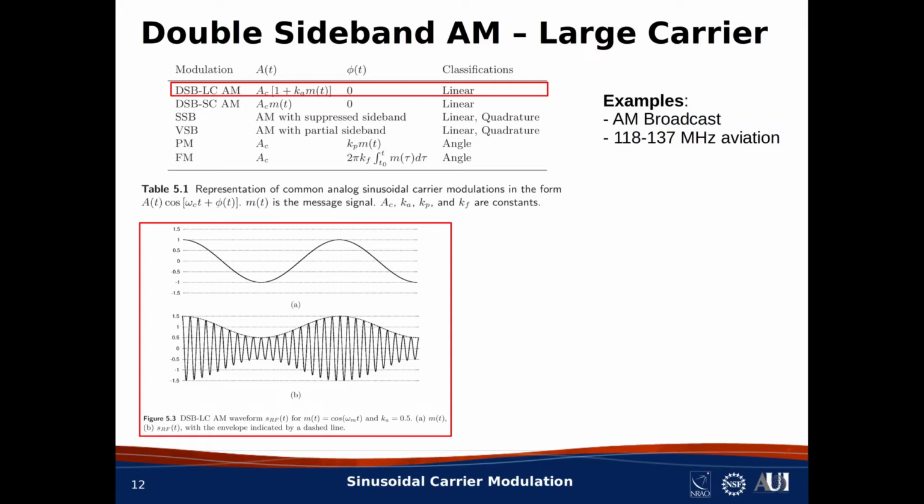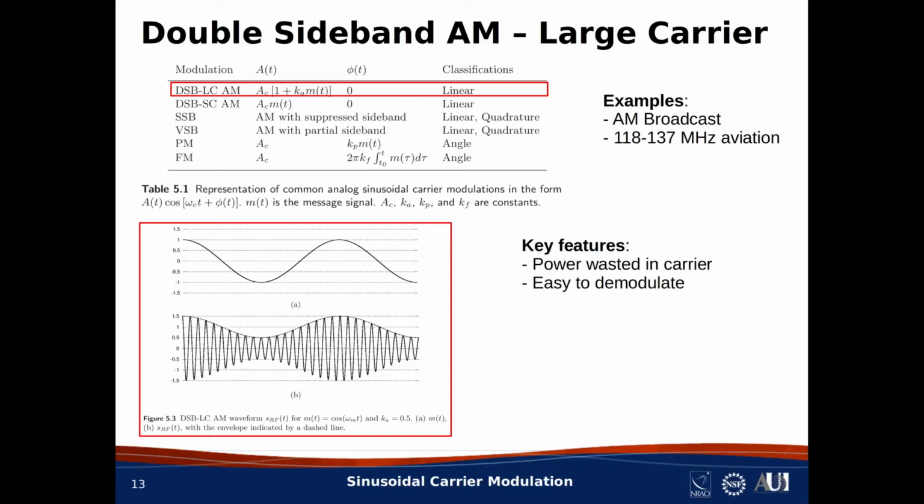The way you make DSB-LC is to simply vary the amplitude of the carrier according to the amplitude of the audio signal. So in the figure on the lower left, the top curve is the audio signal and the bottom curve is the modulated carrier, and that's what goes out over the air. One thing to note is that you can see in this figure that the carrier magnitude is never reduced to 0. And that's what makes it large carrier AM. The carrier is always present, even if the audio signal goes to 0.